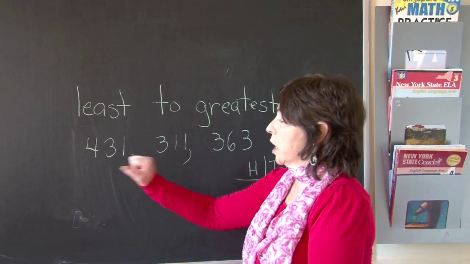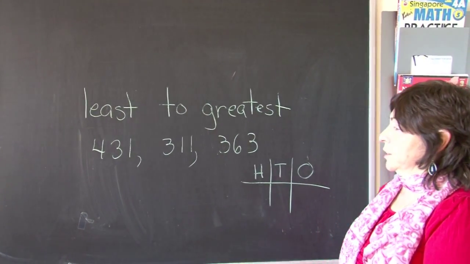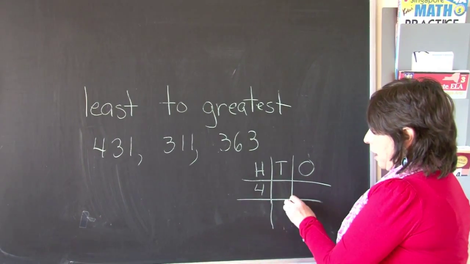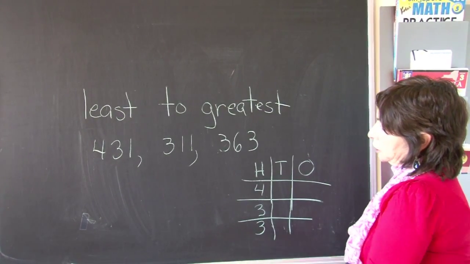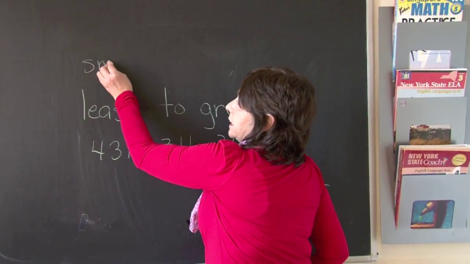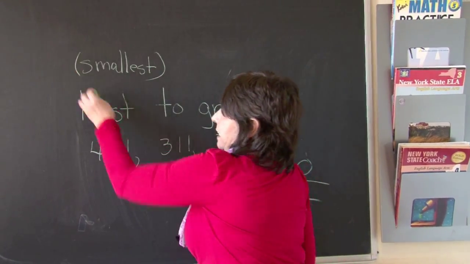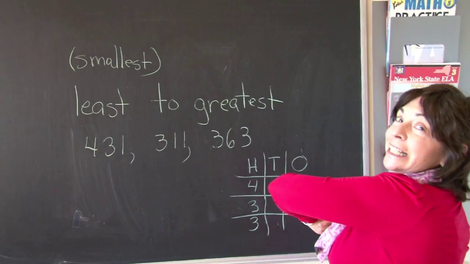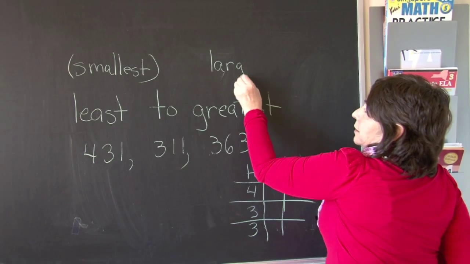So this has 4 hundreds, this number has 3 hundreds, this number has 3 hundreds. So this had 4 hundreds, the next number had 3 hundreds, and the third number had 3 hundreds. So we want least, the smallest. Least is the smallest number. Think of least as less than, small, to greatest, grande, big, the largest.